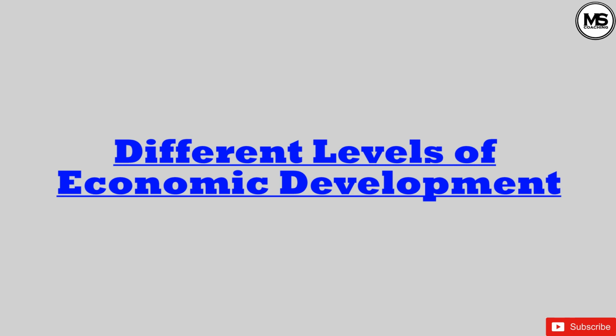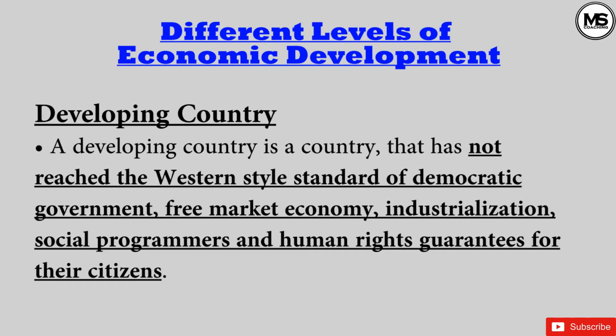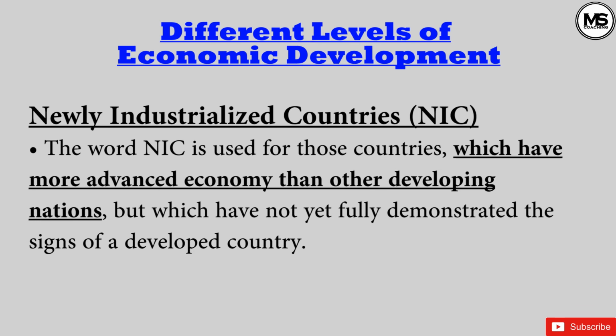Different levels of economic development. Developing country. A developing country is a country that has not reached the Western-style standard of democratic government, free market economy, industrialization, social programmes and human rights guarantees for their citizens. Newly industrialized countries, NIC. The word NIC is used for those countries which have a more advanced economy than other developing nations, but which have not yet fully demonstrated the signs of a developed country.